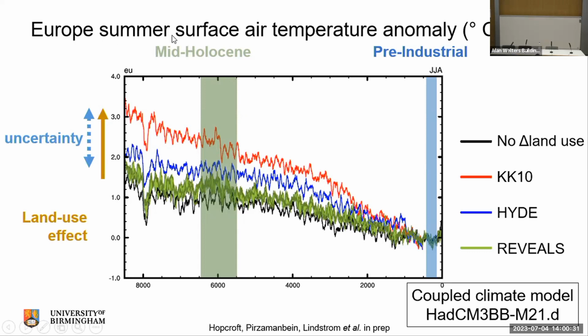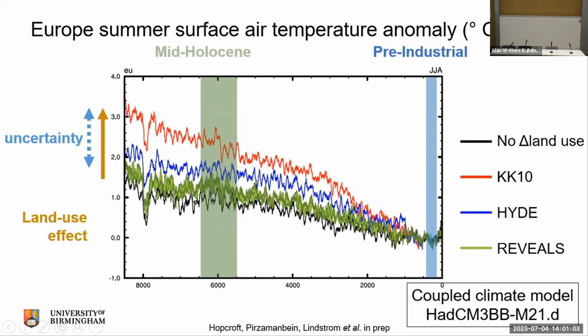So here is the result for a few variables, just to give you an idea. This is European summer surface air temperature anomaly relative to the pre-industrial in 5 simulations. Each curve is one transient Holocene simulation. The first one in black has no land use, so it's showing you the impact of all of those natural forcings: the insolation change due to Milankovitch cycles, the slightly rising CO2, and so on. And you can see it's doing what we'd expect. It's showing a slight cooling as the insolation in the summer declines in the northern hemisphere.